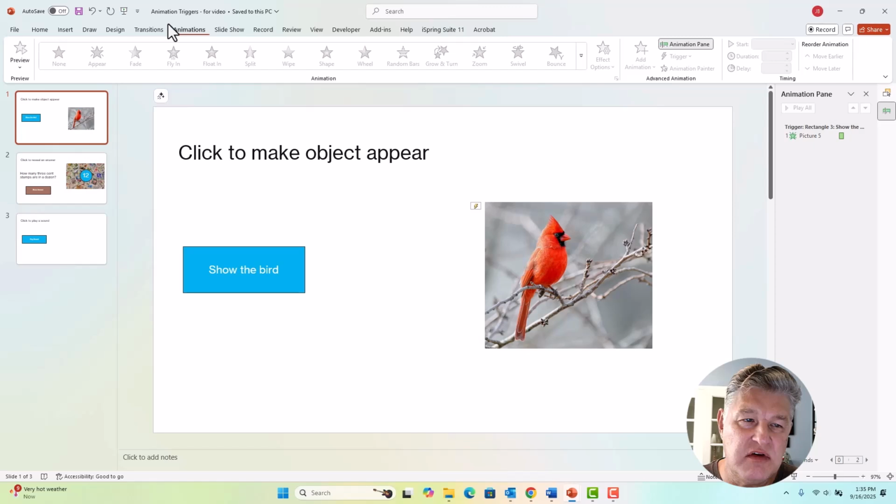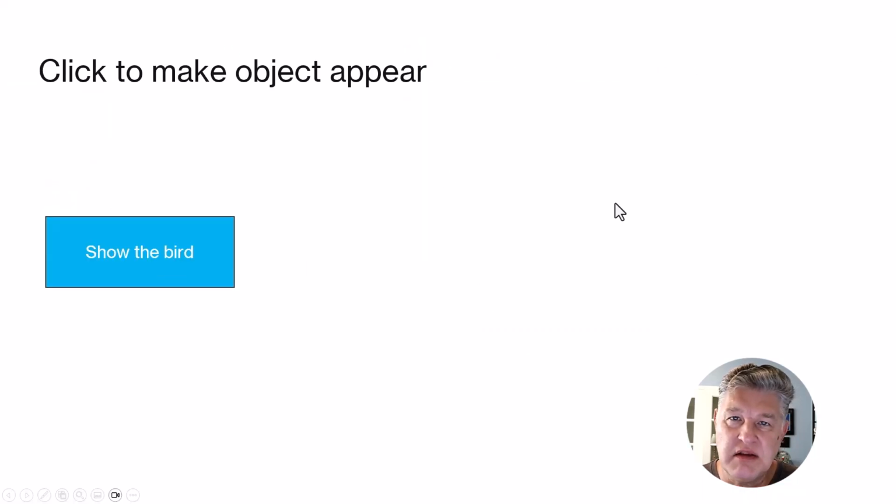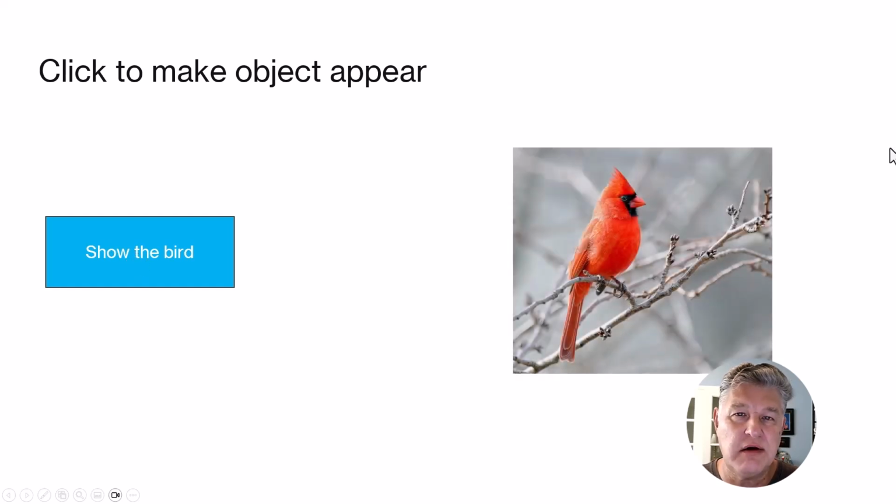And when I go into slideshow, I'm going to say from current slide. So see, there's nothing on the slide. And when I click here, show the bird, there it is. There's my picture. So that's a really simple click and reveal trigger.